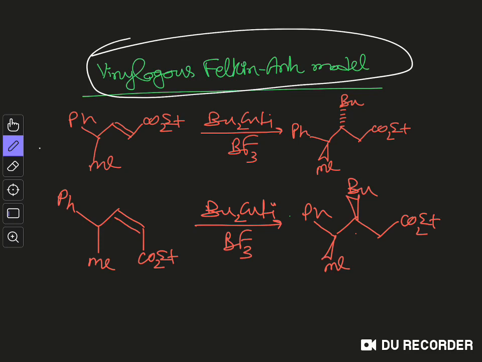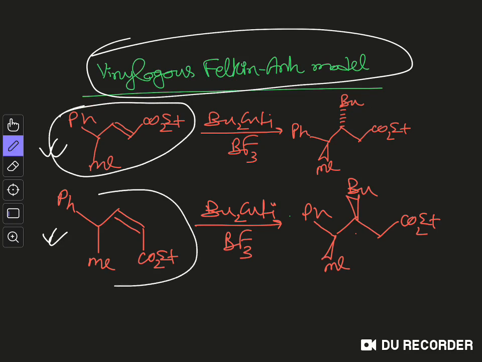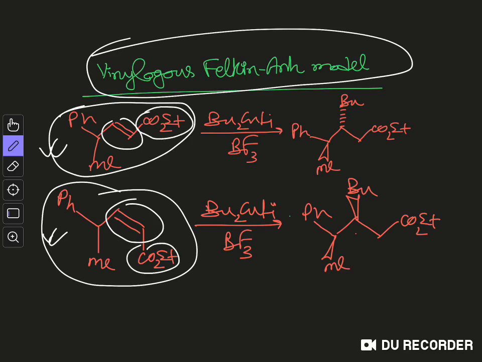So I have written down two examples, and in both of these molecules you can see there is a vinyl group. So this is the vinyl group. Why is it vinyl? Because it is vinyl with respect to this carbonyl group. In the normal Felkin-Anh model, we look at the stereochemistry of carbonyl addition, and that carbonyl group is adjacent to a diastereotopic center or a chiral center. In this case there is a chiral center, but it is not directly attached to the carbonyl group; rather it is separated by this alkene. So that's why it is called the vinylogous position.